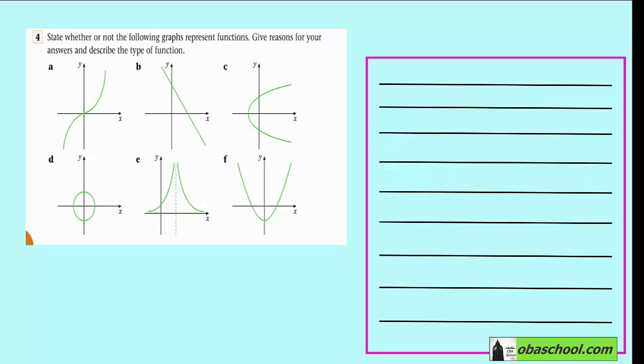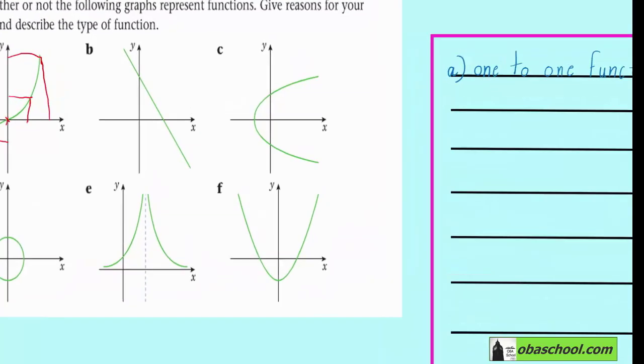We have the following graphs. We need to determine which one is a function or which one is not and state the reason. Have a look at part A. We can notice that every input has an output. For example, this point has an output here, or this point has an output too. Also, the graph passes through the origin. Also, if we take a point here, it has an output. So we can notice that every input has an output. So this graph is a one-to-one function.